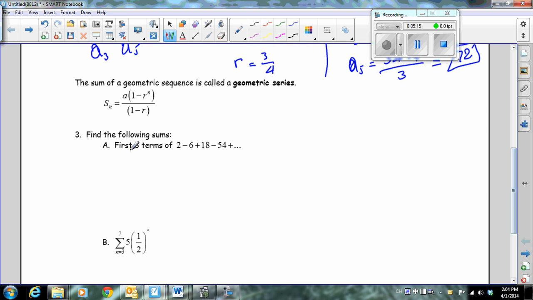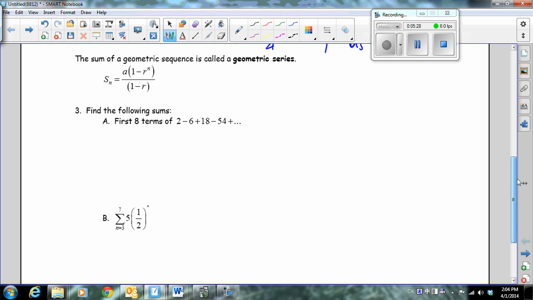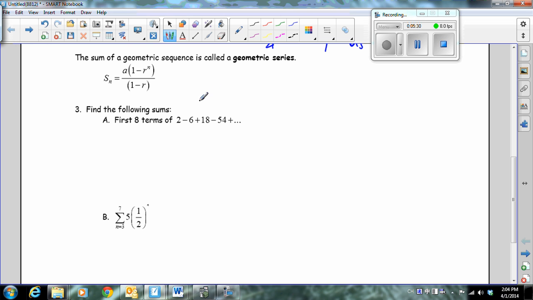All right. Sn stands for the sum. The sum of a geometric sequence is called a geometric series, and we will use Sn as the sum of the geometric sequence. Now, once again, we have a formula here. The first thing you need to understand is that a is the first term, n is the number of terms, and of course r is the common ratio.